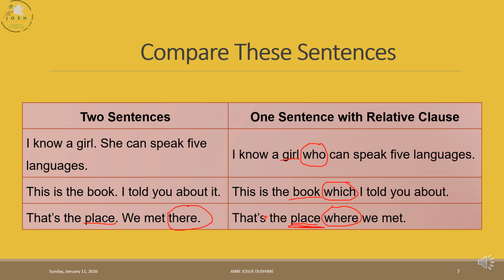And again, when we have who, here, I know a girl. This girl is in the first sentence. The second sentence, which talks about a girl, is she, which means here we don't have to bring in she again. Don't say I know a girl who she can speak. No, no, no, don't do that, because it was replaced by who, and it was talked about on the first noun before the relative clause.